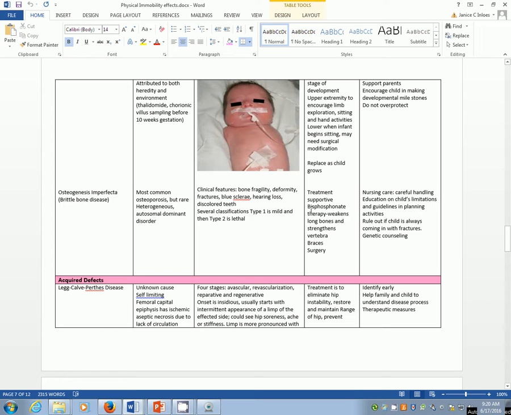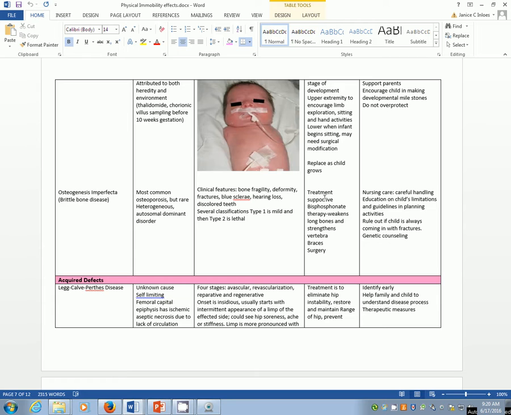Okay. How do we treat it? It's mainly supportive. We have to try to prevent. Prevention's the best. We can prevent their little bones from breaking. It's okay. Sometimes they just break on their own. They're very fragile. You have to be sure that you're diapering very carefully. You don't jerk on your child's arm to pick them up off the floor. Very careful handling. It's very supportive treatment. There's not a whole lot we can do about it.